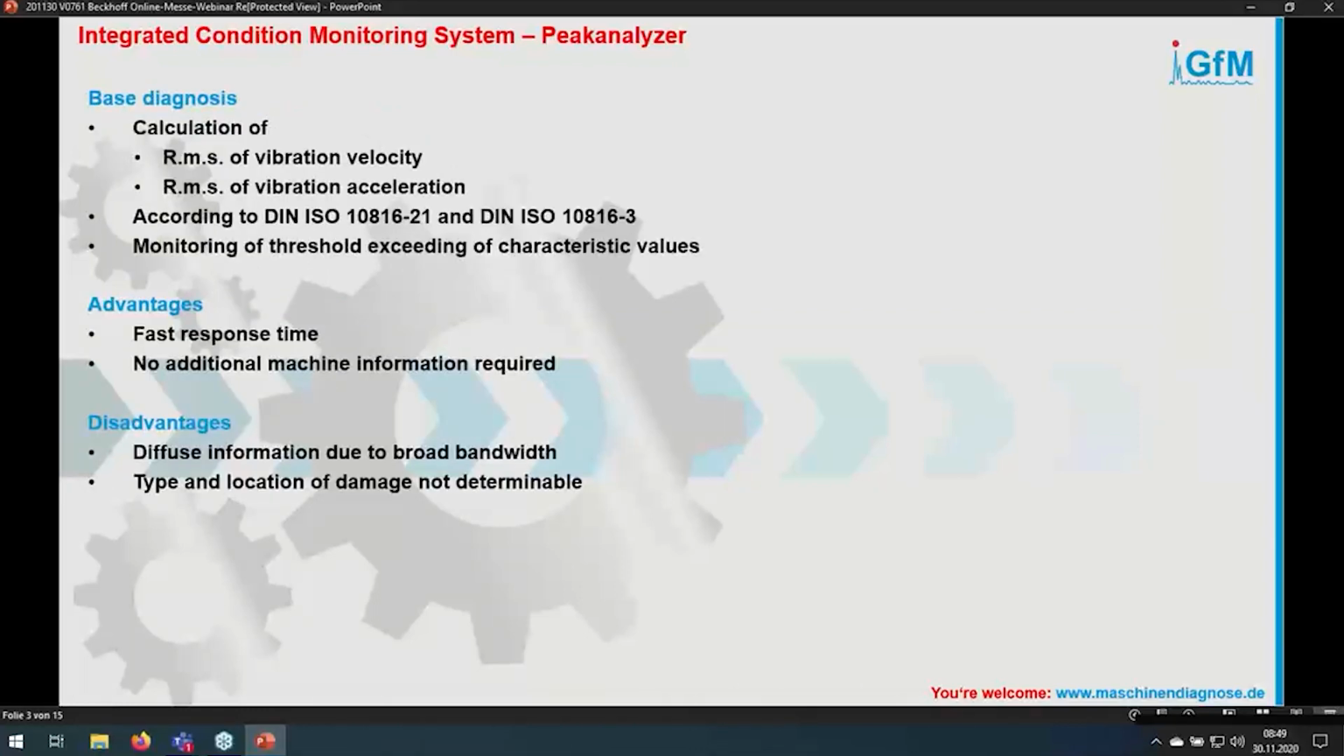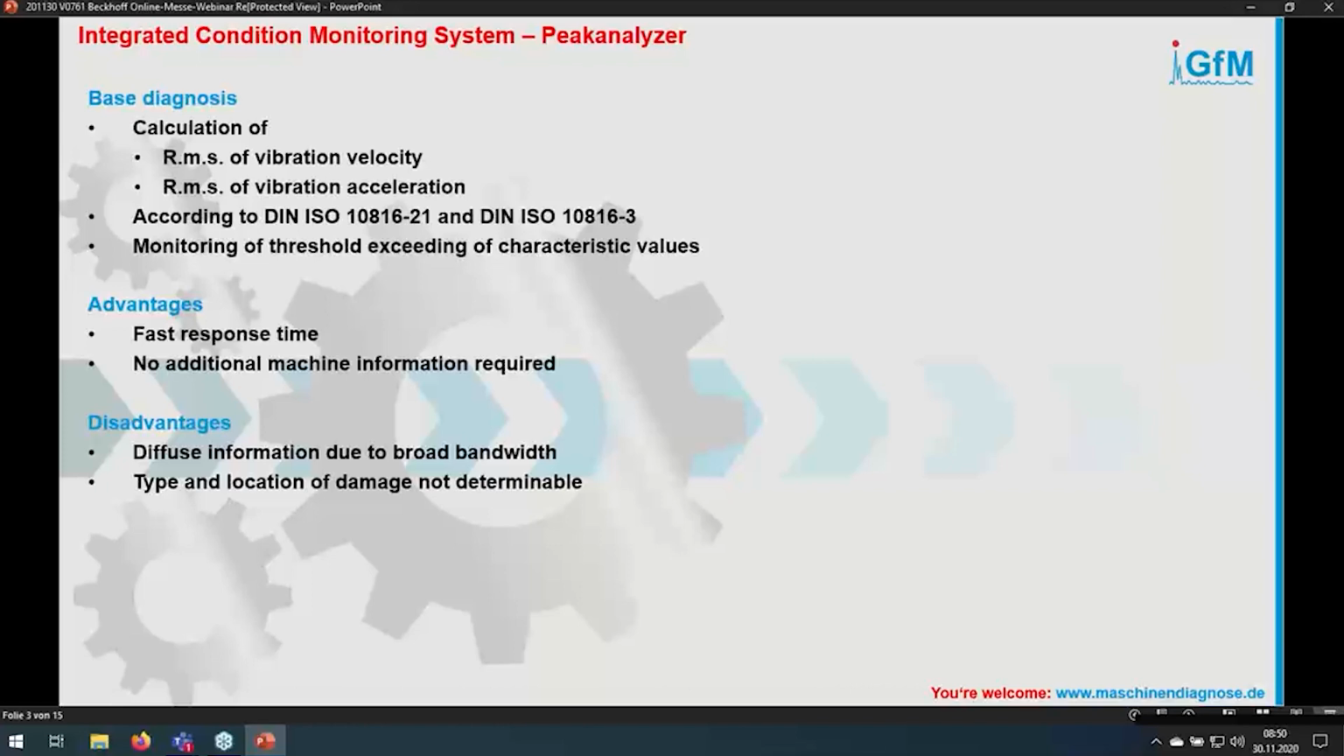Our condition monitoring system consists mainly of two methods. The first is called base diagnosis. This is mainly the calculation of RMS values, especially of vibration velocity and vibration acceleration, according to standards like DIN ISO 10816-1, 2 and 3. In fact, we calculate broadband characteristic values that contain the level of vibration of the machine. So if there's high vibration, these characteristic values increase, and you can set up thresholds to get an alarm message if the vibration is too large.